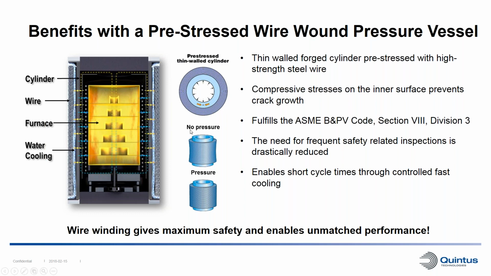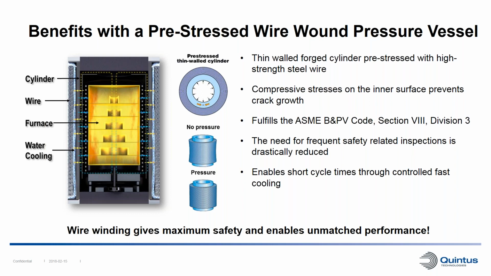The pre-stress of the cylinder from the high-strength steel wire creates compressive stresses on the inner surface of the pressure vessel, and they remain throughout the whole heat cycle, which prevents cracks from growing. So throughout the whole heat cycle, there will always be compressive stresses on the inner surface, which prevents the cracks from growing. This design totally fulfills the ASME Boiler and Pressure Vessel Code, Section 8, Division 3, and is called the leak before burst design.